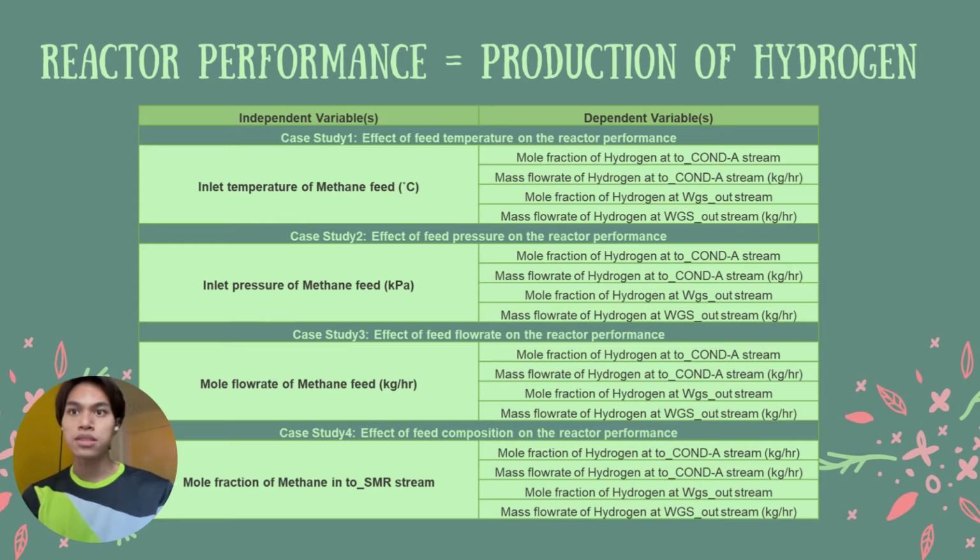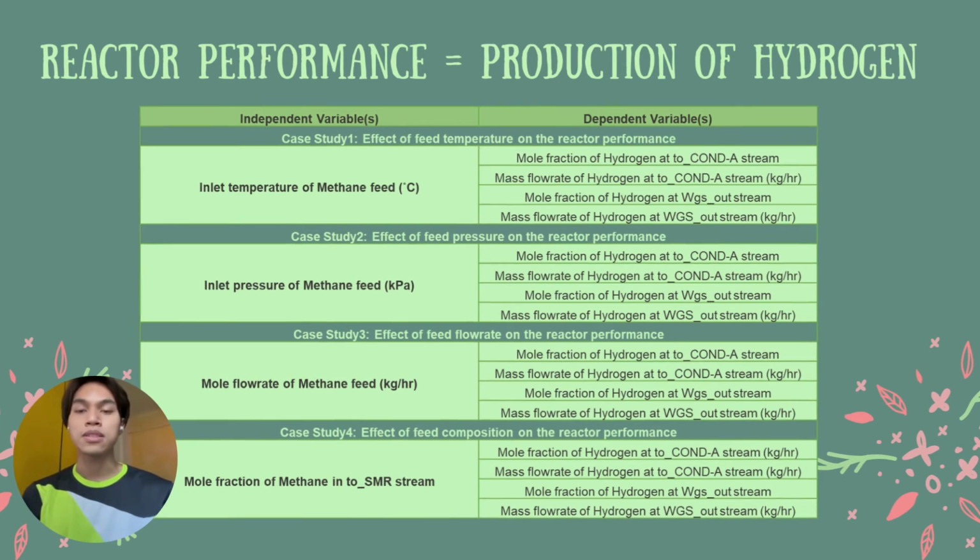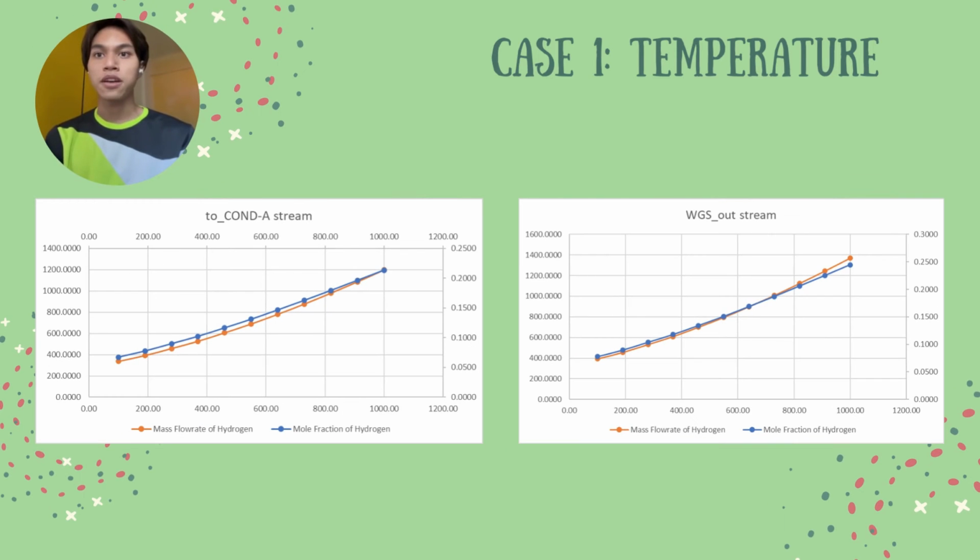For each case, the mole fraction and mass flow rate of hydrogen were selected as the dependent variables. Meanwhile, temperature, pressure, flow rate, and composition of methane feed will be selected as the independent variables. The case study will be conducted as summarized in the table. The first case is the effect of temperature.